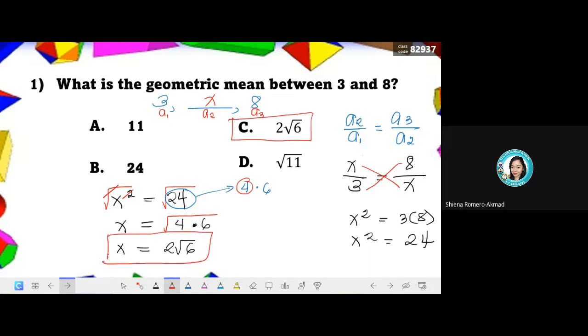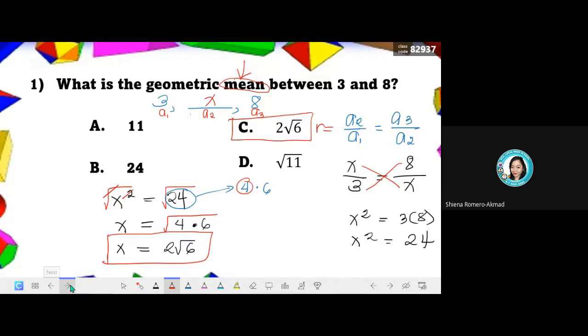Okay? So, anong ginamit ng relationship? Ginamit yung relationship ng mga elements, or mga terms sa isa't isa. We have the second term divided by the first term is equal to the third term divided by the second term. Or, this is also the formula for ratio. Okay? So that is how you look for a term, a mean, between two terms, non-consecutive terms. Dahil mean lang yan, ibig sabihin isa lang, mas madaling hanapin kasi gitna lang.